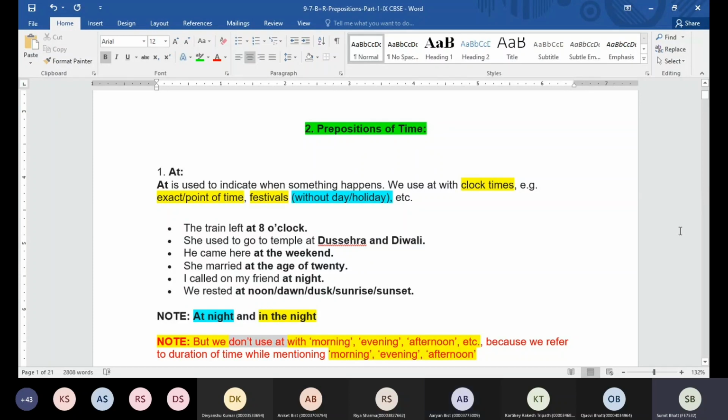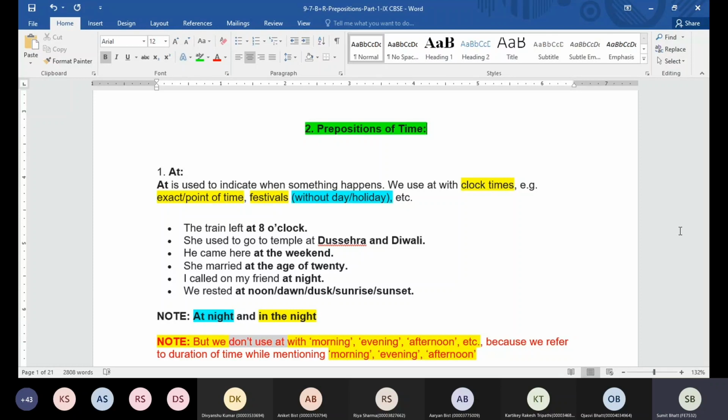So at is basically used when we are referring to exact time, point of time, or clock time. As I asked earlier, what's the time as per your watch? You said that it is 4 o'clock or around 4:05. So if you are referring to this type of time, exact time, point of time, clock time, we use the word at.